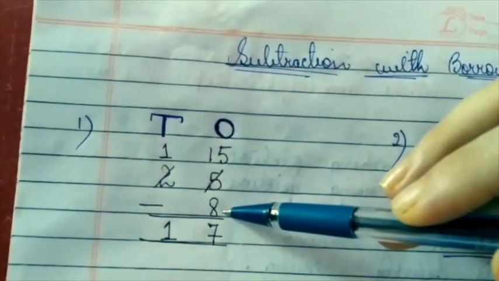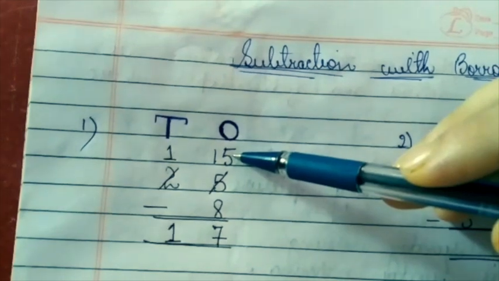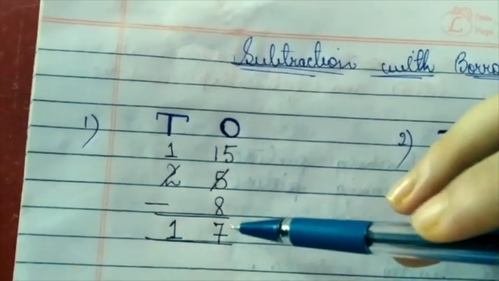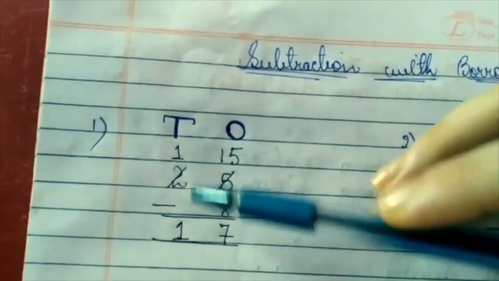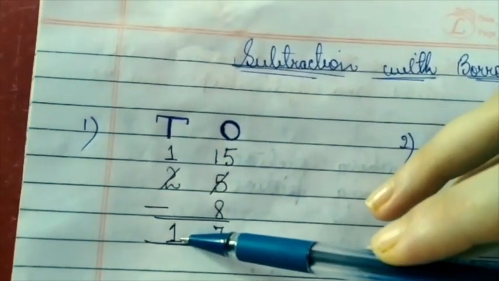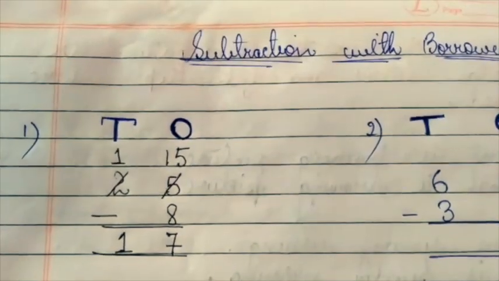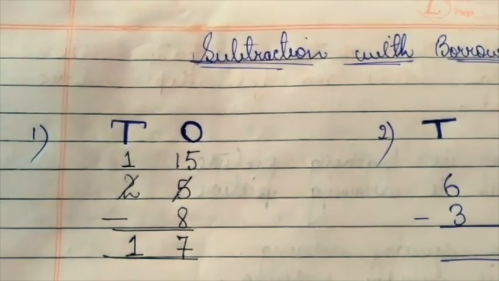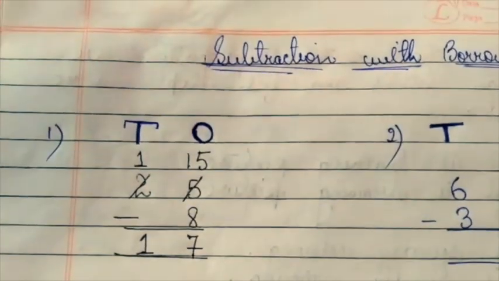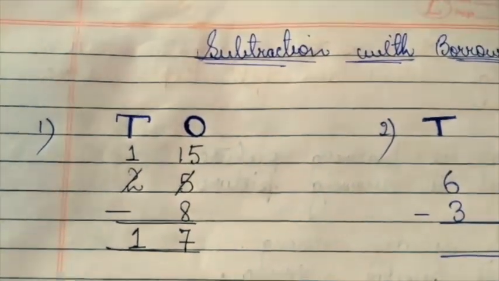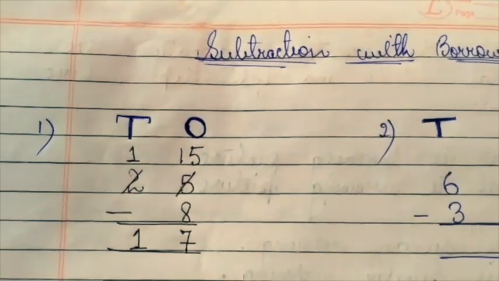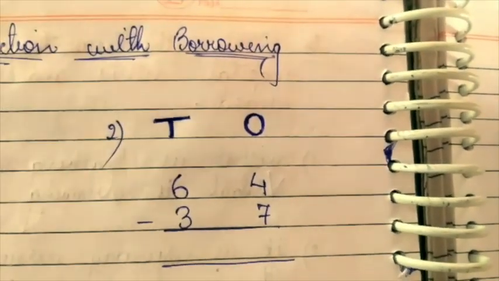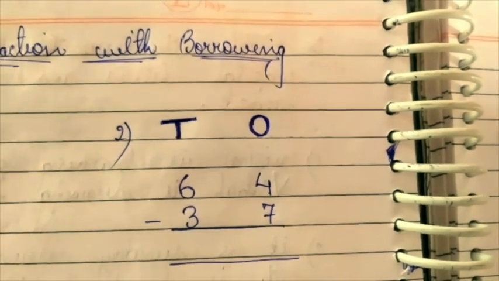Now 8 can be subtracted from 15. 15 minus 8 is equal to 7 and 1 is copied down. Hence, when we subtract 25 minus 8, we get 17. 17 means 1 tens, 7 ones. Let's take another example. Let's solve 64 minus 37.